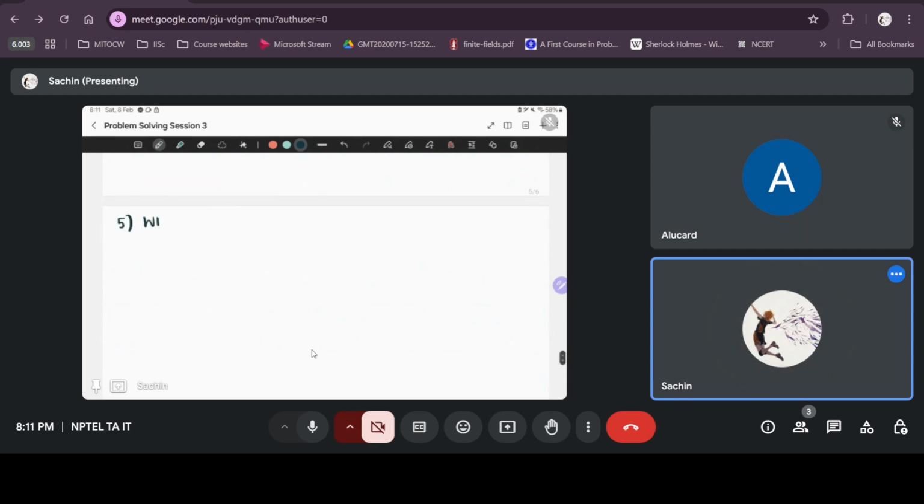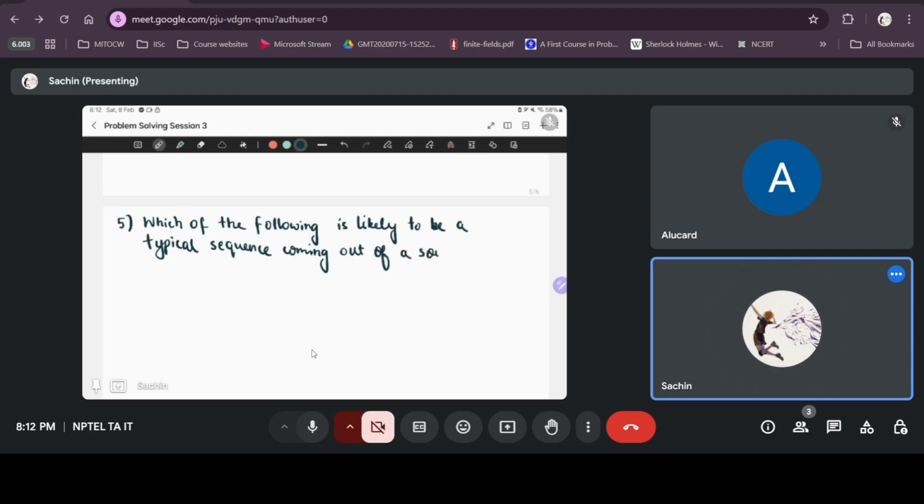Question 5. Which of the following is likely to be a typical sequence coming out of a source with probability of u equals 0 is 0.25, probability of u equals 1 is 0.75, for length L equal to 32.